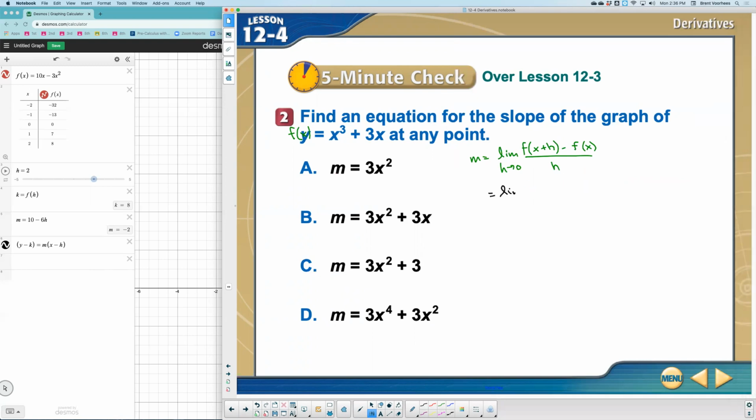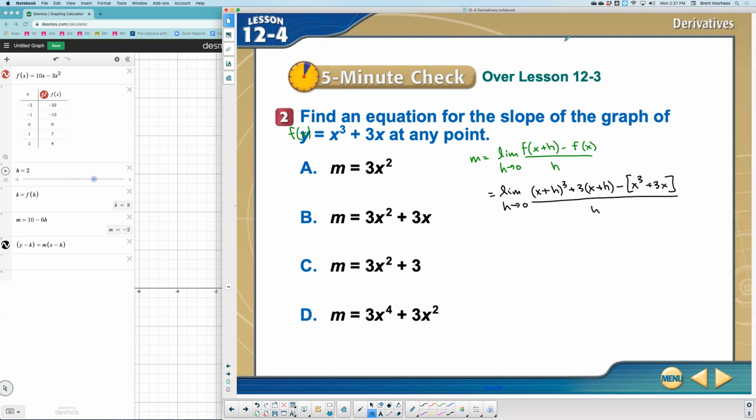All right, so the limit here as h approaches 0 of f of x plus h means we're going to have x plus h quantity cubed plus 3 times x plus h minus, and it'll be minus this whole equation. You need to set those in those brackets to make sure we distribute. And so it'll be minus x cubed plus 3x. All this will be divided by h. So I need to simplify that parenthesis there.